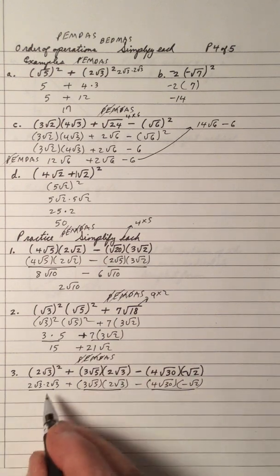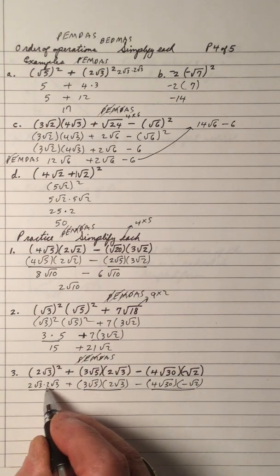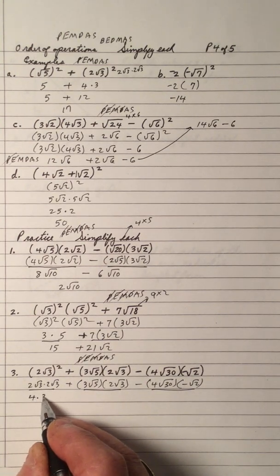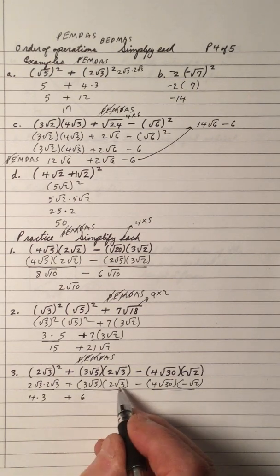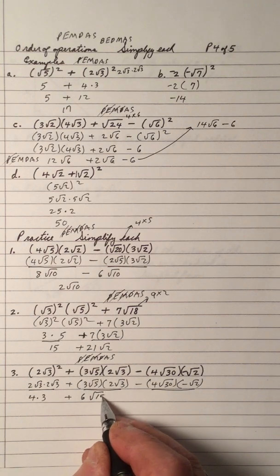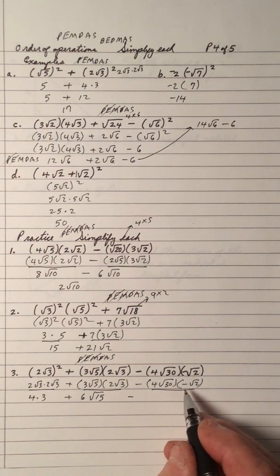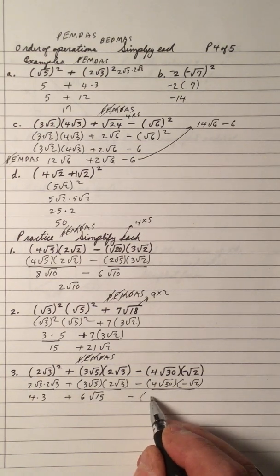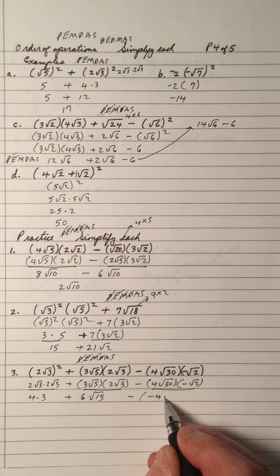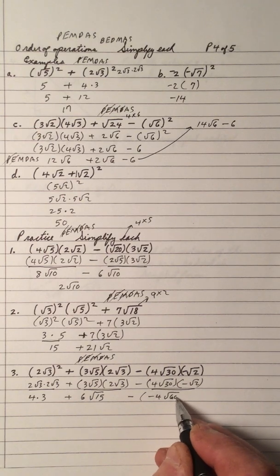So let's do that. 2 times 2 is 4. Root 3 times root 3 is 3. 3 times 2 is 6. Root 5 times root 3 is root 15. And I multiply these two, and I have a negative 4, and that's a root 60.